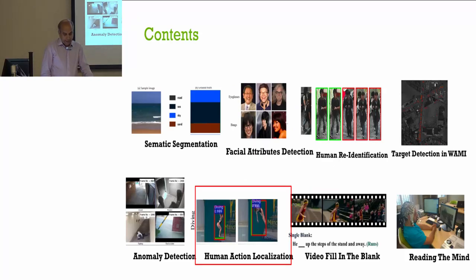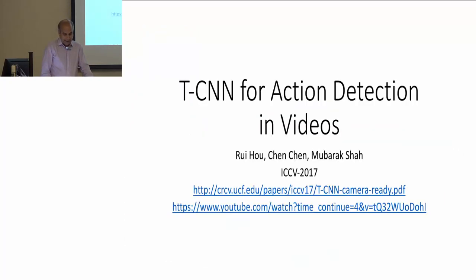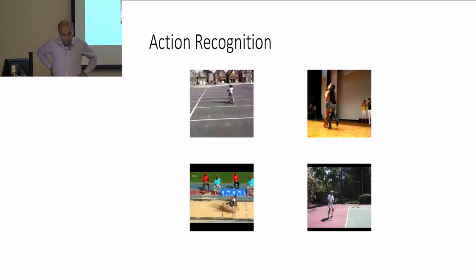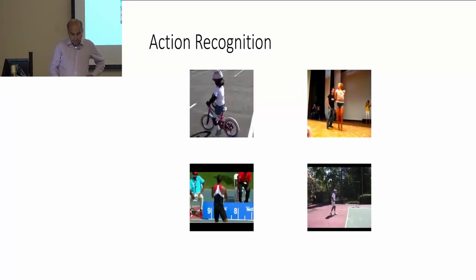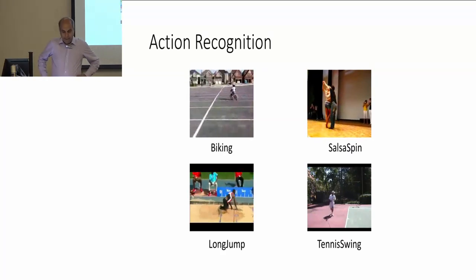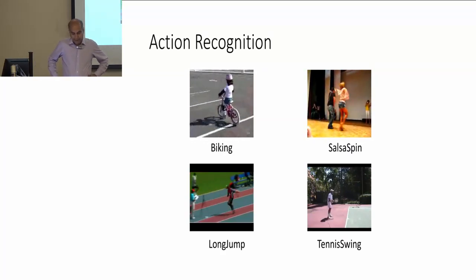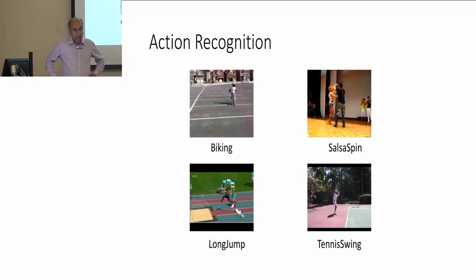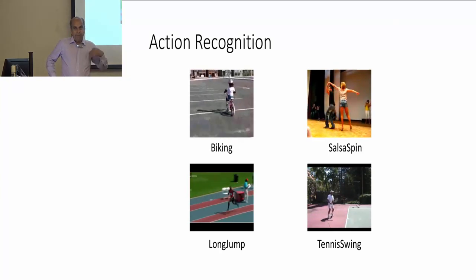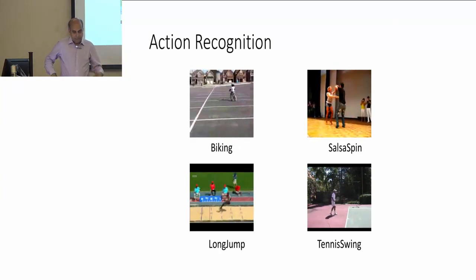So let's look at the next thing, which is about action recognition. This was an ICCV paper, and this is the YouTube presentation we have, if you want to look at that. The idea here is that we are given videos, and we want to put a label on them. Say, this is biking, this is a tennis swing, this is a long jump, and so on. So it's a similar classification problem, but now we have video instead of a single image.